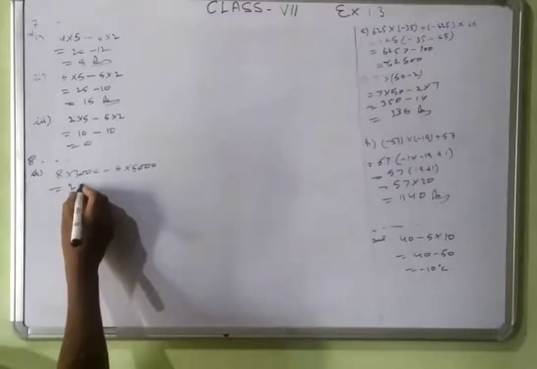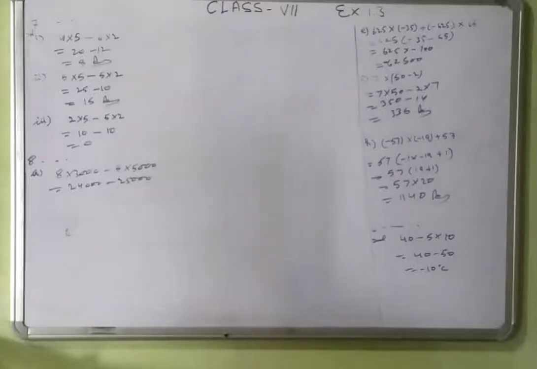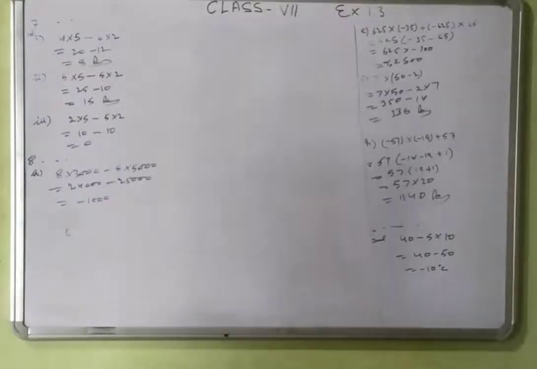That will be 8 threes are 24 minus 5 fives are 25, then of subtraction. What is the profit or loss? That will be 1000 of loss there. Minus means loss. And then we can see the answer also. 8th question, first part, yes, loss 1000.